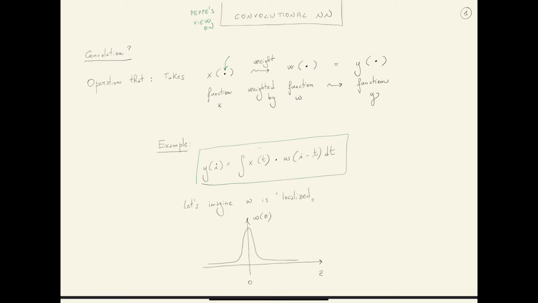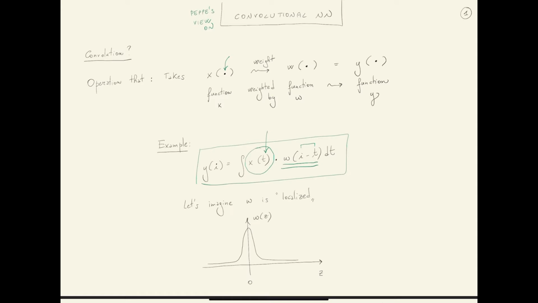So we start from x. x is a function of t, and then we reweight the function x by the weight function w, and w is a function of i minus t, and we do the multiplication of x times this weight function, and we sum over all the possible t, so basically this becomes an integral over dt. And to visualize things, let's do an example.